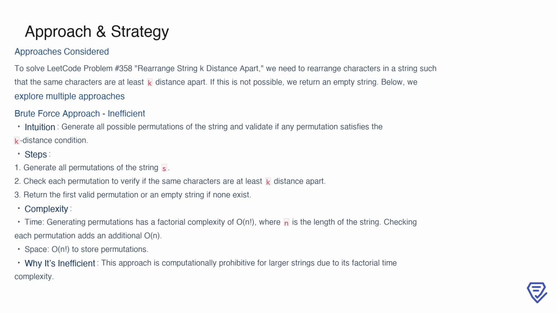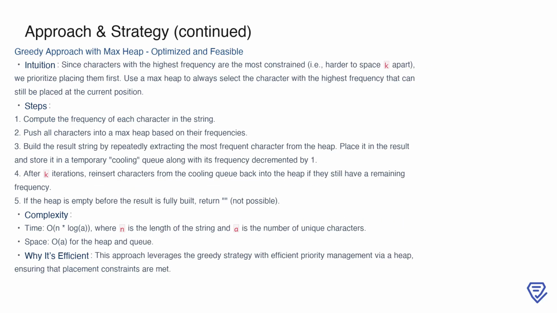However, this approach is highly inefficient. Generating permutations has a factorial time complexity, O(n!), due to the sheer number of possible arrangements. Additionally, verifying each permutation introduces an extra O(n) factor. This makes the brute force method impractical for larger strings, as the computation quickly becomes infeasible. While simple to understand, the inefficiency of this method means we need to consider more scalable strategies. A more optimized and feasible solution is the greedy approach using a max heap.